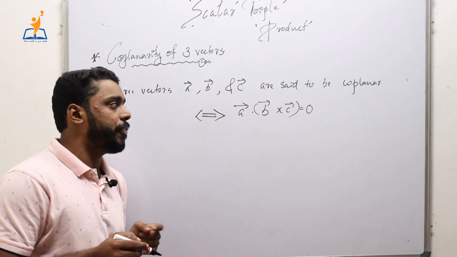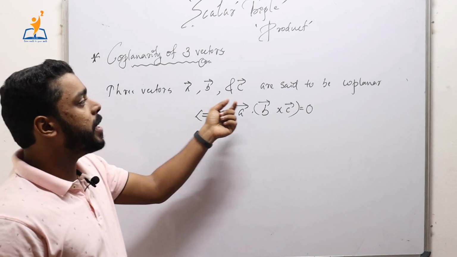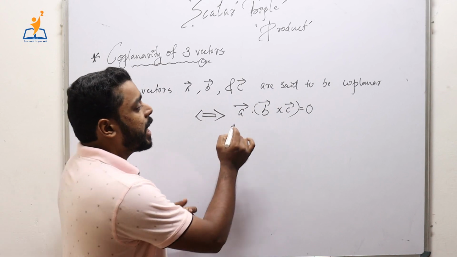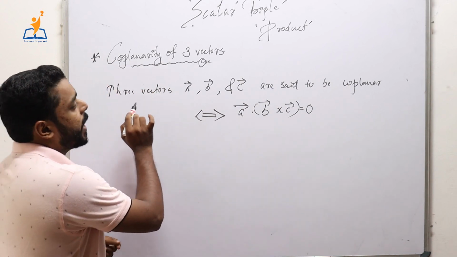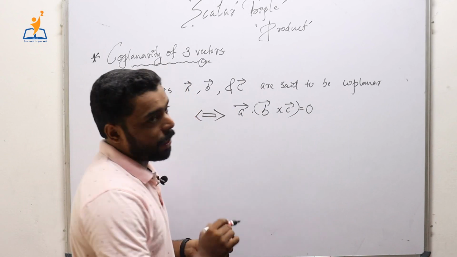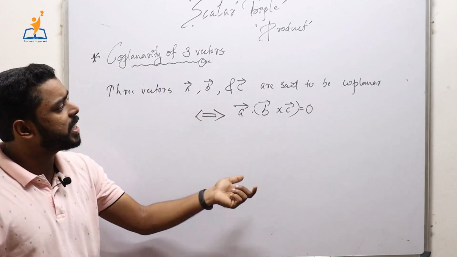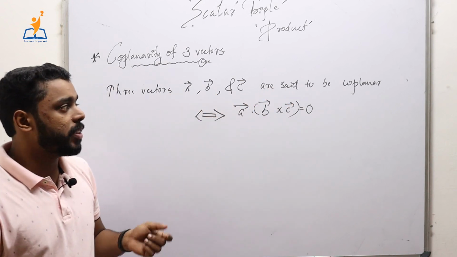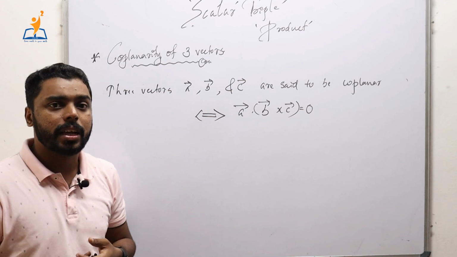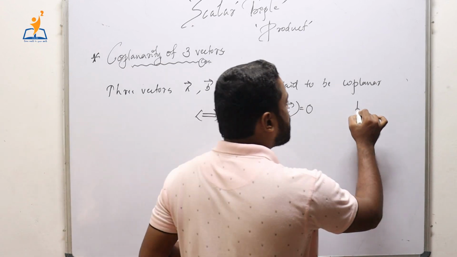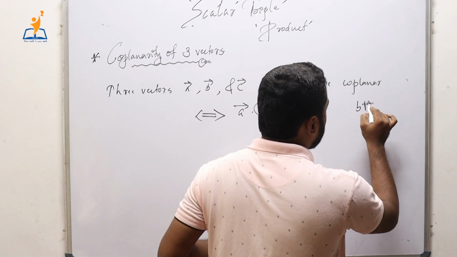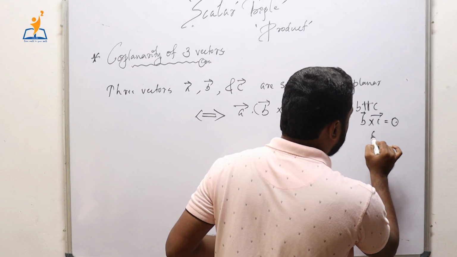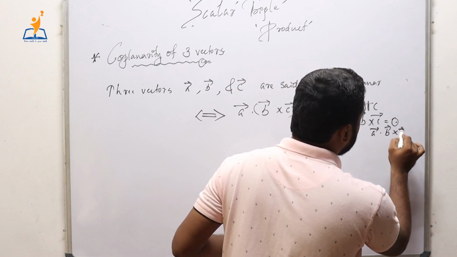It is an if and only if condition, which means that if three vectors A, B, C are coplanar, then we can say that the box product is equal to 0. Conversely, if the box product is equal to 0, then the three vectors will be coplanar. We can easily prove this result, because suppose that three vectors A, B, C are coplanar, which means that these three vectors lie in the same plane. If any of the vectors, suppose B is parallel to C, then B cross C will be 0. Then A dot B cross C will again be 0.